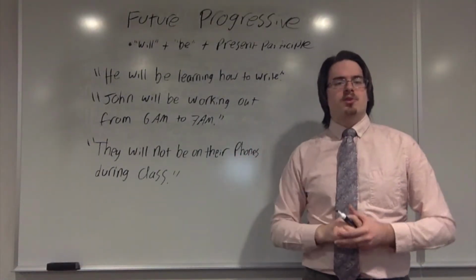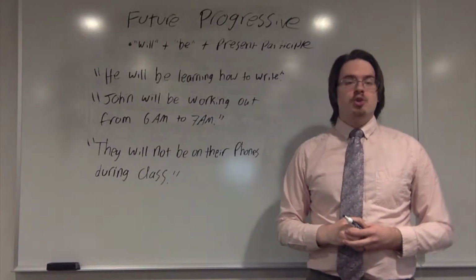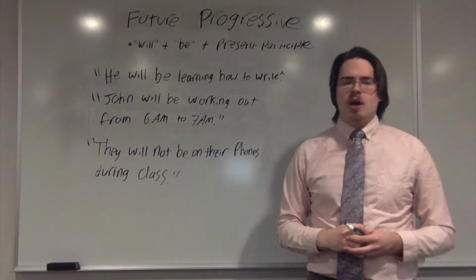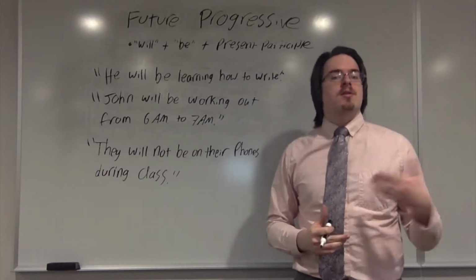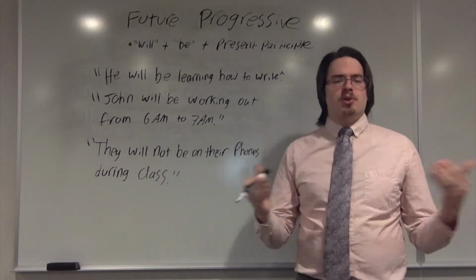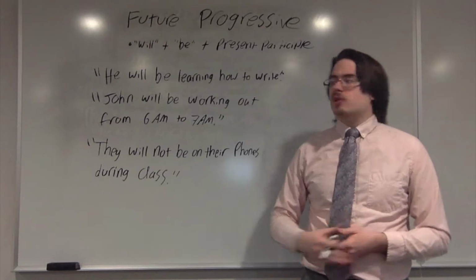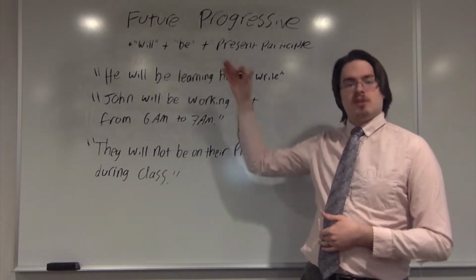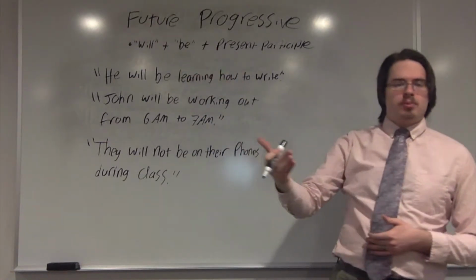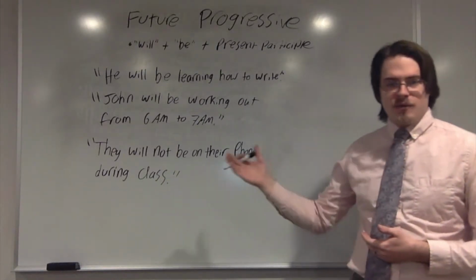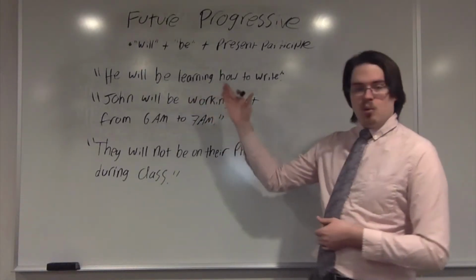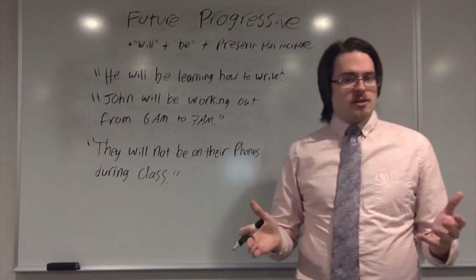Next, we have the future progressive. The future progressive tense is used to talk about continuous action over a period of time in the future. The future progressive is formed by using the auxiliary verbs will and be, plus the present participle form of the verb. Here are some examples to illustrate how these work. He will be learning how to write.